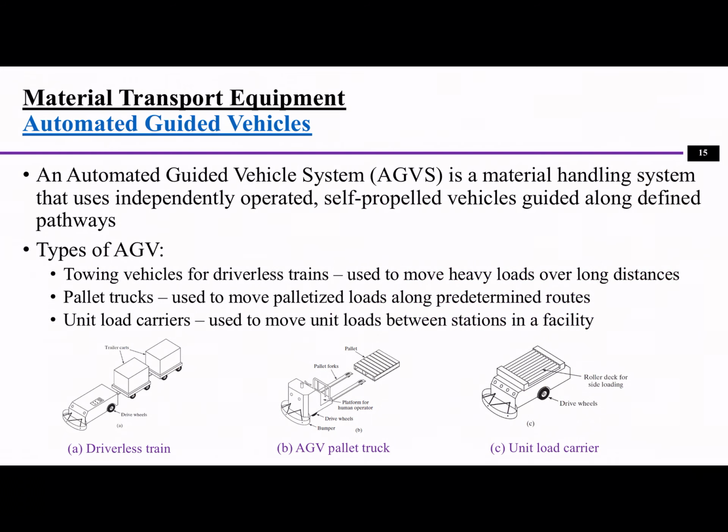Another type of material transport, with more automation, would be the automatic guided vehicles. So automatic guided vehicles, or AGVs, are a material handling system that uses independently operated self-propelled vehicles guided along defined pathways. So that's the definition. Generally, it's a vehicle that can deliver materials by itself.